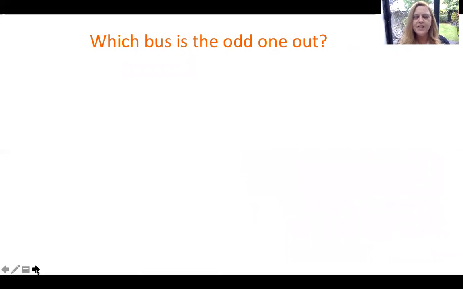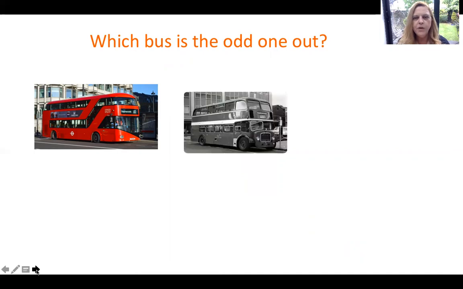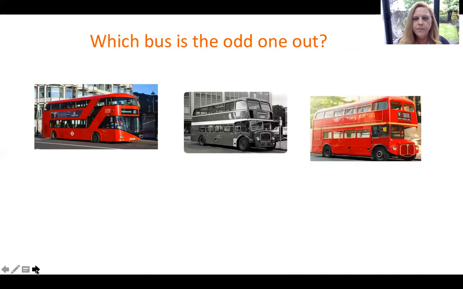Have a look at these. It says which bus is the odd one out. So let's have a look at what we've got. We've got a modern bus, one we might see on the roads. That's a number 10 from Hammersmith. And then we've got a picture of a very old bus from a long time ago. And an old bus, but not as old as the one before, and that's a number 9 bus.